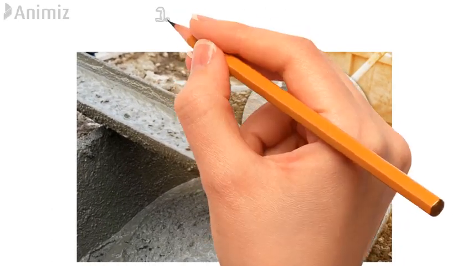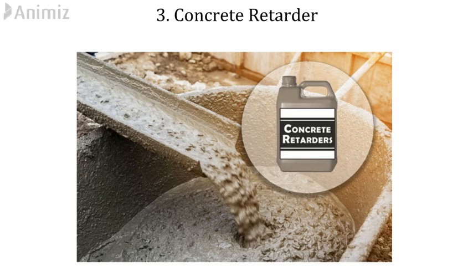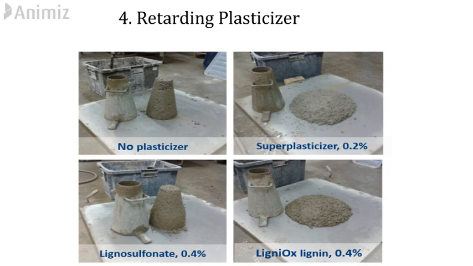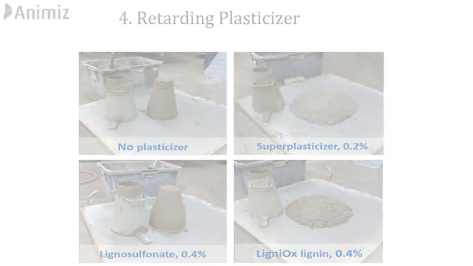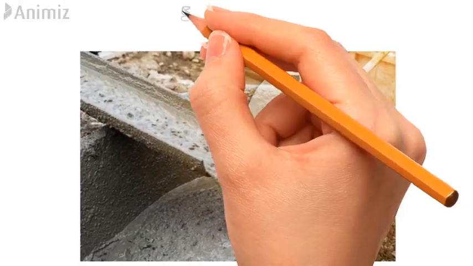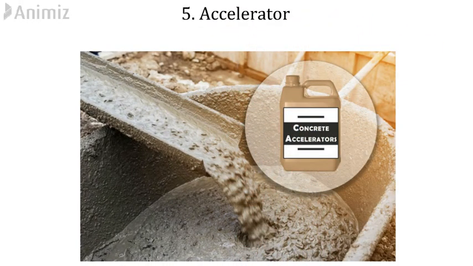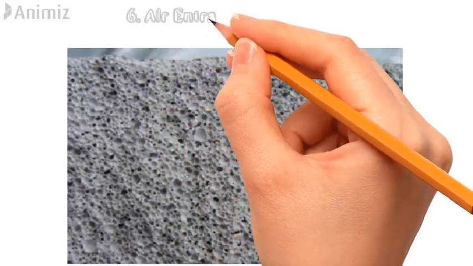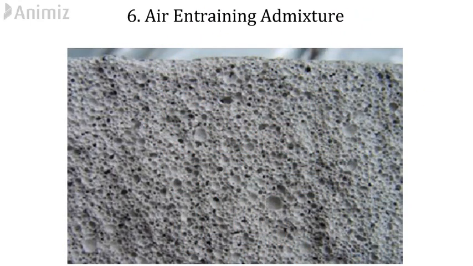Then concrete retarders. What are the usages of these concrete retarders and in what situation can we, as civil engineers, recommend them? Then the retarding plasticizers. How are these retarding plasticizers helpful in daily construction activities? Then concrete accelerator admixture. How can it help in saving thousands and lakhs of rupees for the organization? Then there is the air entraining admixture. What all impact does it have on the property of the concrete?